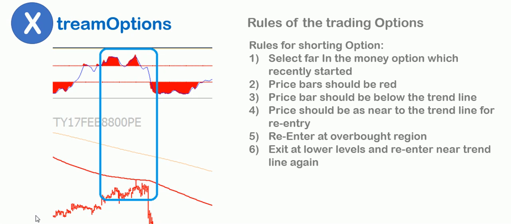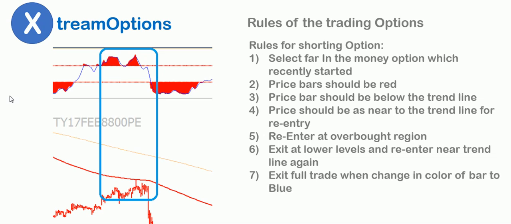Next, we'll exit at lower levels and then re-enter a small portion of the trade that we had exited, again following this particular rule. We will exit our complete trade when the color of the price bars changes to blue. We will also look to exit all our trades at whatever price we get just 2 to 3 days before the expiry.